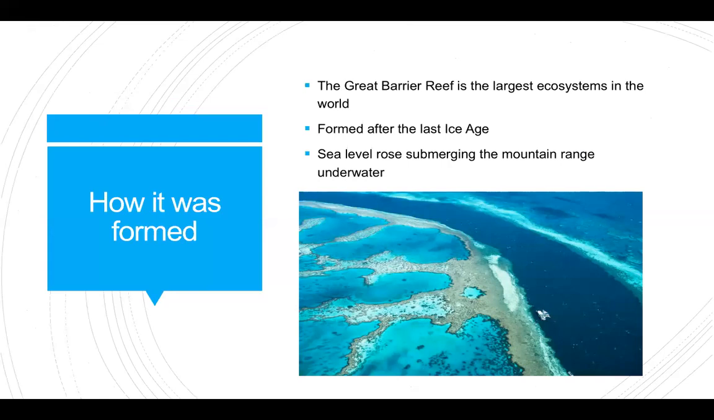So how was it formed? It was formed after the last ice age. Sea levels rose around the world, flooding the coast. And then as the seas rose, coral began to grow on the Rocky Mountain ranges. For the first illustration, you can see this is the Great Barrier Reef on the right, but you can see this little island and then a little lagoon between them. And then on the right side of the image, you can see the coral reefs.